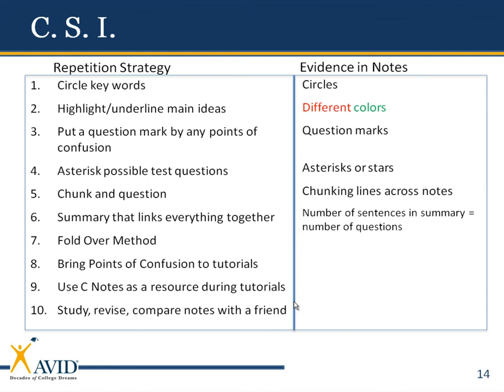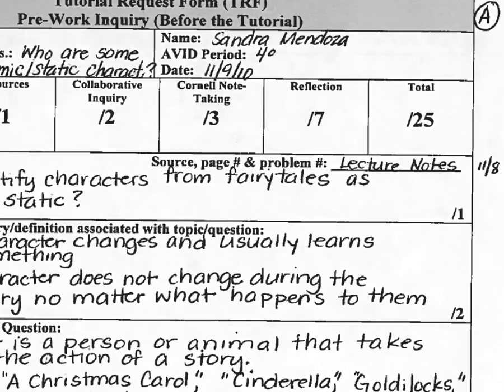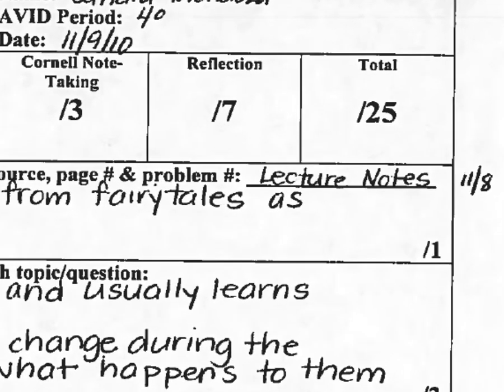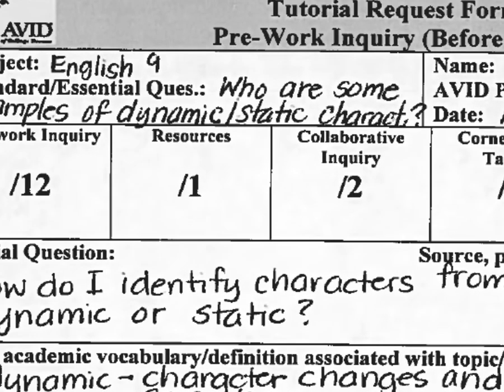If I'm going to do the fold over method, some pretty good evidence there is actually having a crease in the paper. And then the last 3 all refer to tutorials, and so I should be able to look at a TRF as evidence that you're using repetitions in your notes. So just as an example here of what we're talking about, looking at Sanders' TRF, her initial question here comes from her notes. This is how she's getting another repetition. Also in her resources section, one of the resources that she's going to use during tutorials today is her Cornell notes.